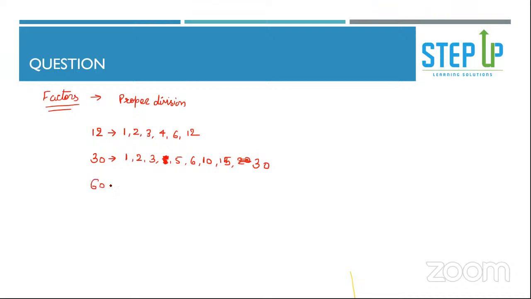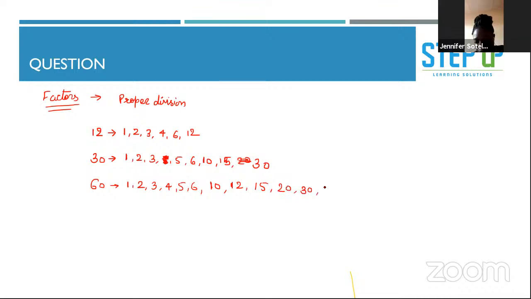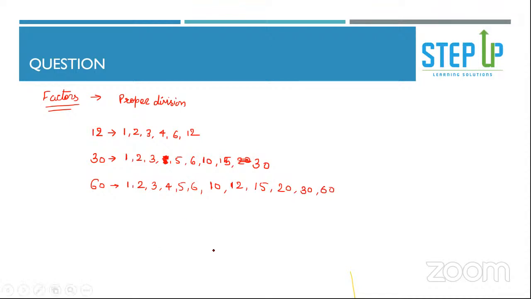What are the factors for 60? 1, 2, 3, 4, 5, 6, 10, and then 12, then 15, 20, and then 30, and then 60. All right. These are all the factors of 60.